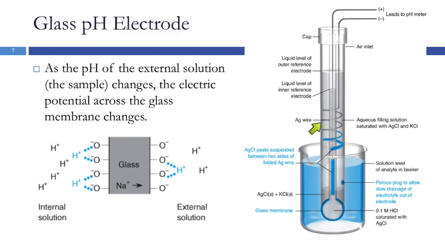So the outer electrode here, we have a silver wire that also has the silver chloride paste on it, and we have an aqueous filling solution out here that's saturated with silver chloride and potassium chloride. They use saturated solutions because we don't want the concentrations to change much at all. Okay, so because the hydrogen ion concentration in here is different than out there, there's a voltage difference, and that can be measured by running these two leads to a pH meter, which is just a specialized potentiometer.